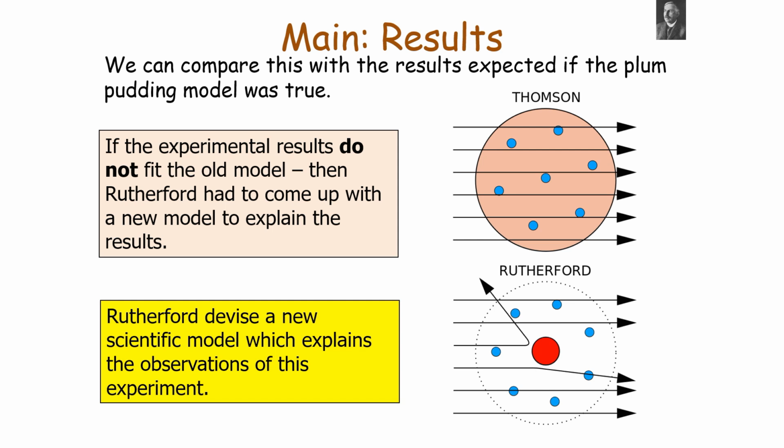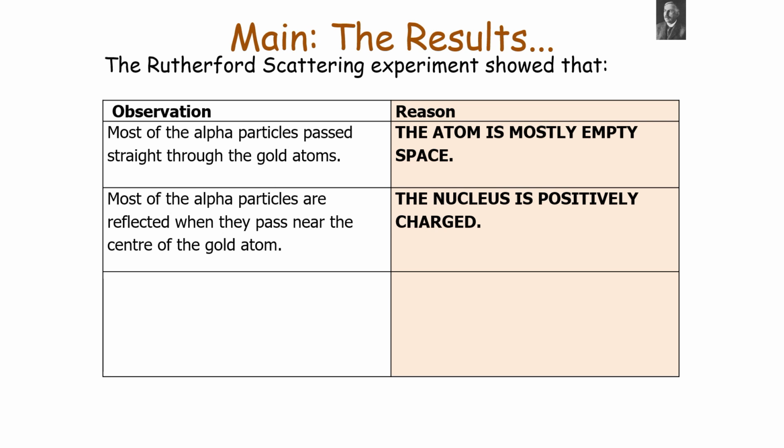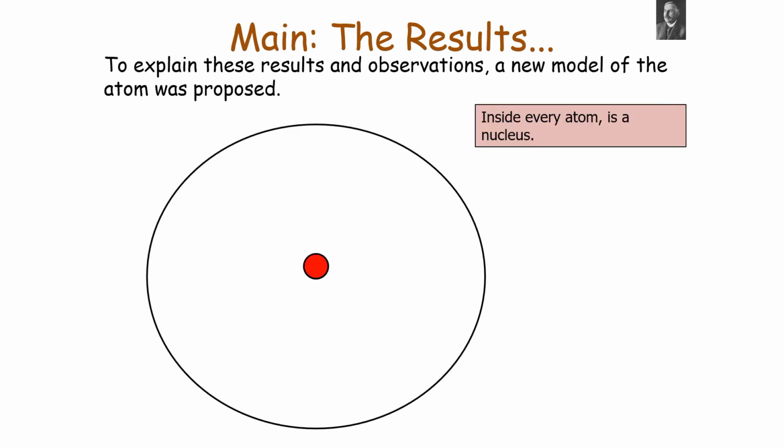So Rutherford devised a new scientific model which explains the observations of his experiment. Because most alpha particles pass straight through the gold atoms, it indicated that the atom is mostly empty space. Secondly, because most of the alpha particles are reflected when they pass near the center of the gold atom, the nucleus must be positively charged. And finally, because about 1 in 10,000 alpha particles were deflected by more than 90 degrees, the diameter of the nucleus is about 10,000 times smaller than the diameter of the atom, which is very, very important to understand.